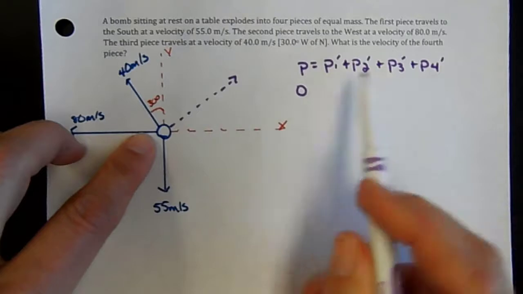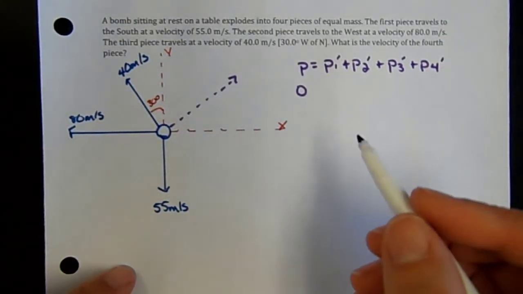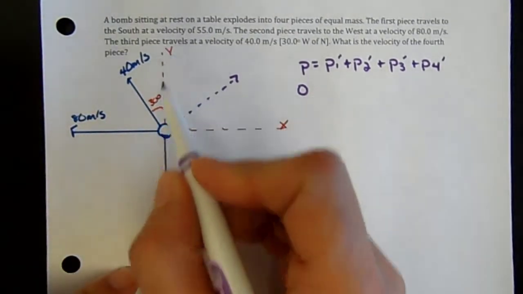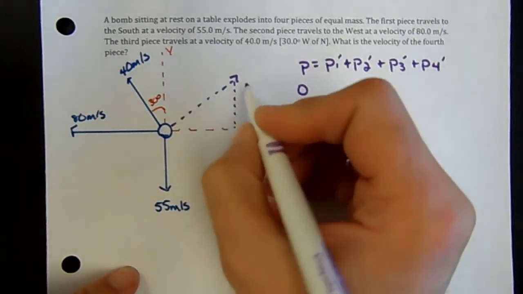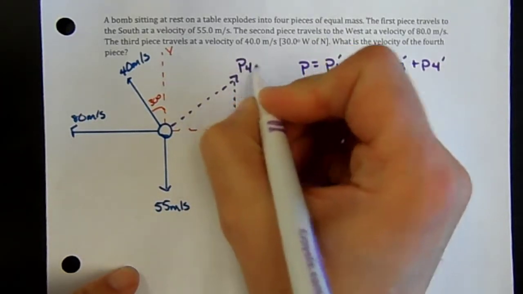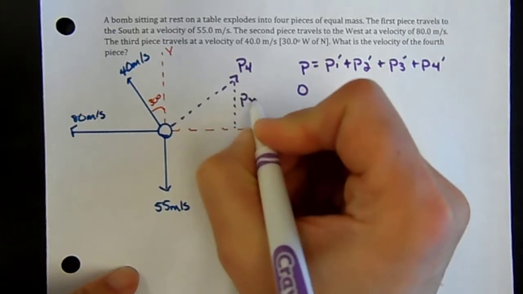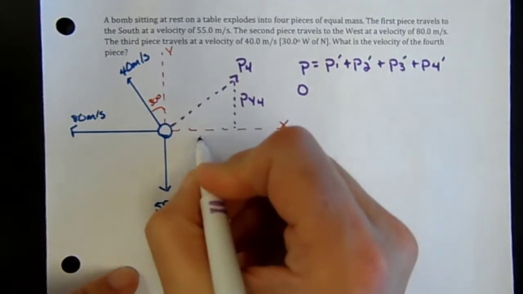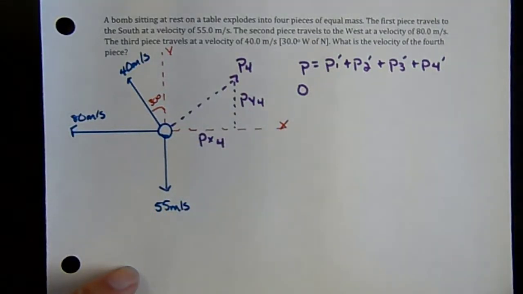We have 4 other pieces that are going off in all different directions. And so we are going to have to resolve these into vectors, since it's not going to be a perfect explosion this way and this way. So we've got some vectors that are going on here. So we're really interested here, here's P4. We're really interested in what is the momentum in the y direction of this fourth one and the momentum in the x direction of this fourth one.